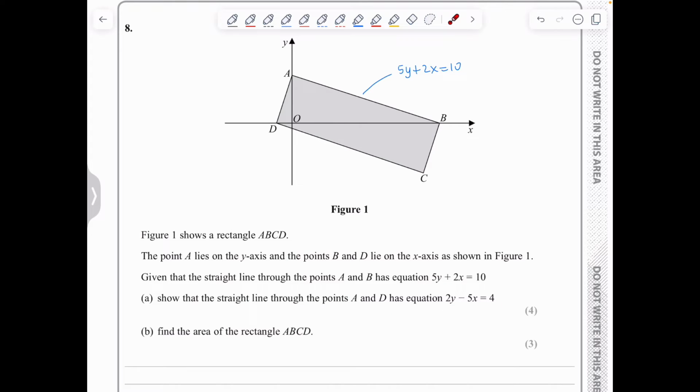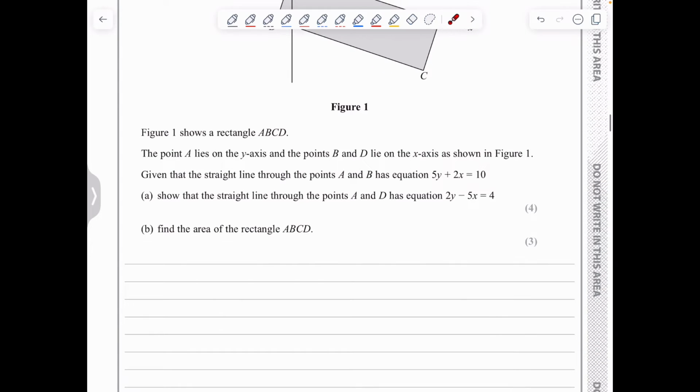I will start by finding the coordinates of point A. Since this is a cut on the y-axis, we know that x is 0. So at A, x is 0, and this leads to 5y is equal to 10, and therefore y is 2. The coordinates of A are simply (0, 2).